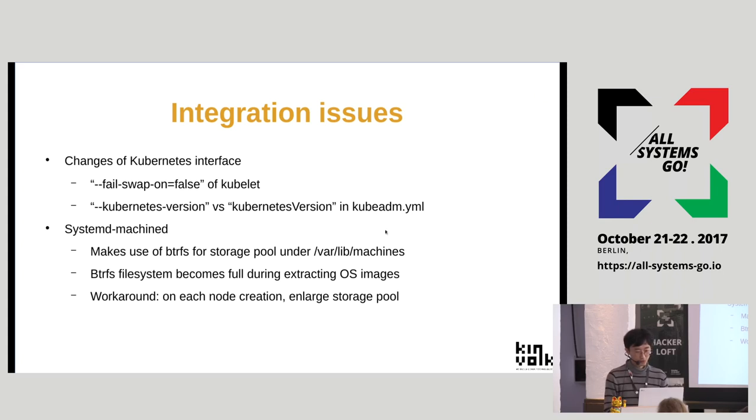Another thing is about machined. Actually, systemd-machined heavily makes use of btrfs for the storage pool. For example, if your host file system is ext4, then systemd-machined automatically creates a /var/lib/machines.raw file as a storage pool file, which is mounted as a loopback file system. Then inside that storage pool, a btrfs file system is automatically created. And this is just done automatically. In most cases, it's working. But sometimes after downloading and extracting OS images, the btrfs file system becomes just full.